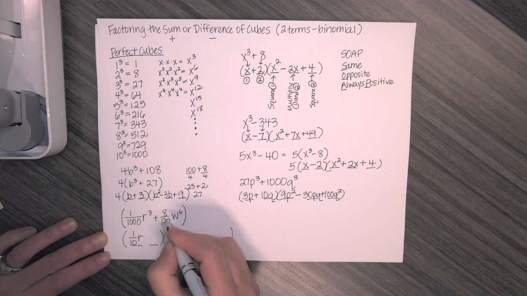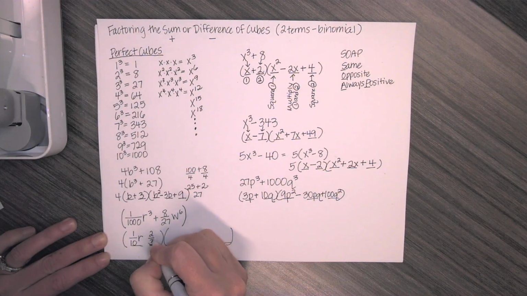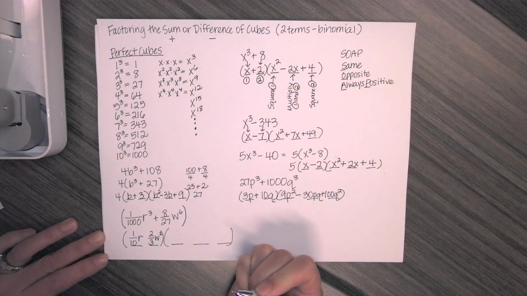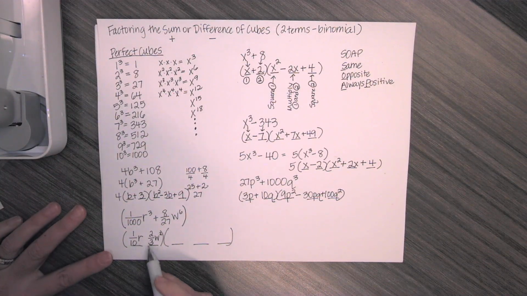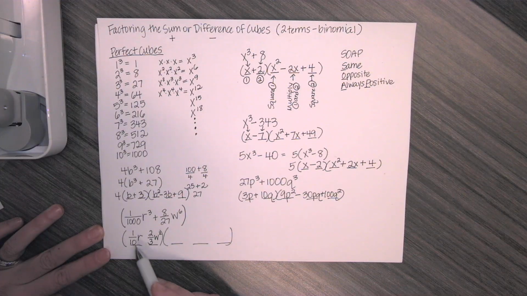Same thing here. Cube root of 8 is 2. Cube root of 27 is 3. And the cube root of w to the 6th is w squared. All right, now we've got both of our terms filled in here. And now we've got to use these 2 to fill in the rest.